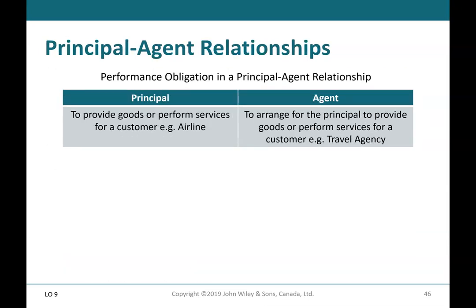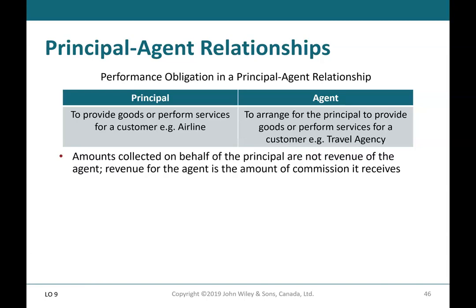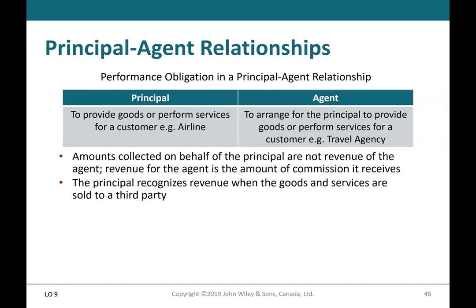Principal-agent relationships. Performance obligation in a principal-agent relationship. Principal: to provide goods or perform services for a customer, for example, airline. Agent: to arrange for the principal to provide goods or perform services for a customer, for example, travel agency. Amounts collected on behalf of the principal are not revenue of the agent. Revenue for the agent is the amount of commission it receives. The principal recognizes revenue when the goods and services are sold to a third party.